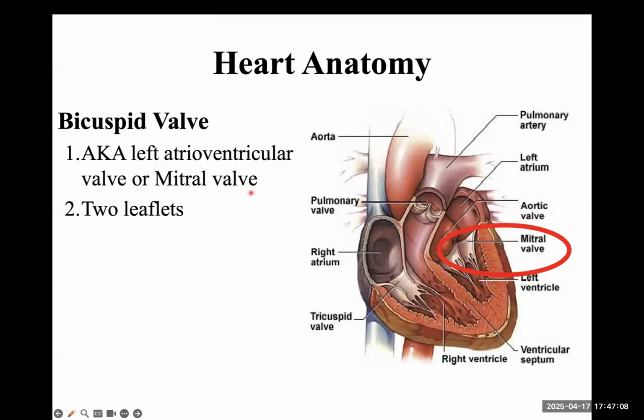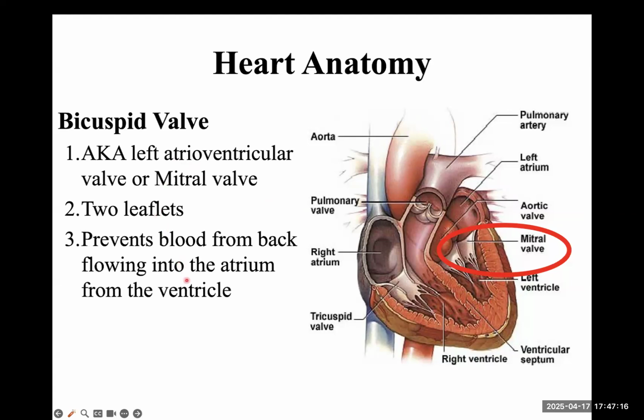So I think the easiest one to remember is the left AV valve. The other one is the right AV valve. Again, its job is to prevent backflow from the ventricle into the atrium.